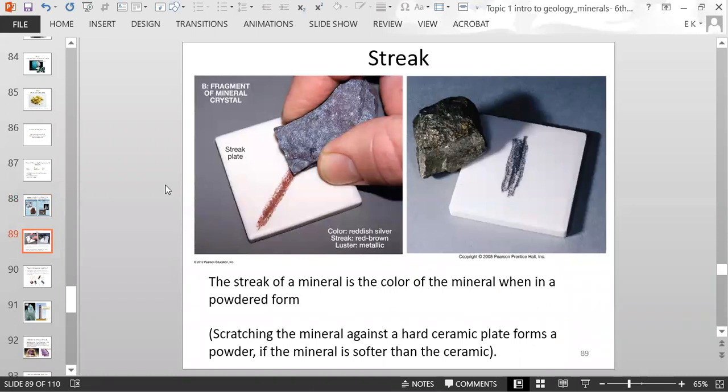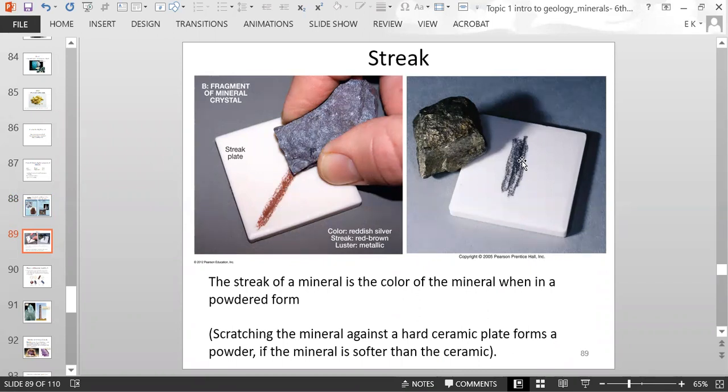Streak is the color of a mineral when in powdered form. So when you scratch a mineral against a ceramic plate, it leaves a powder behind. If the mineral is softer than the ceramic, then it can leave a powder. The color of the powder is what we call streak. In this case, this mineral on the left is leaving behind a reddish brown streak. On the right, this is like a dark charcoal gray or a black streak.